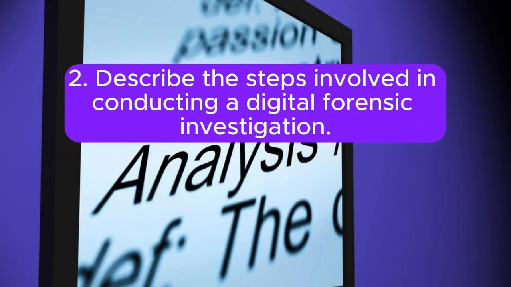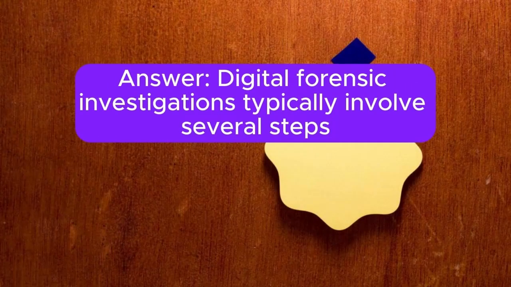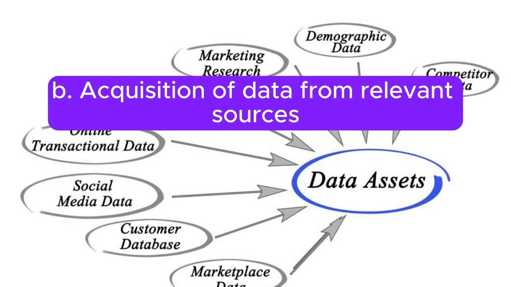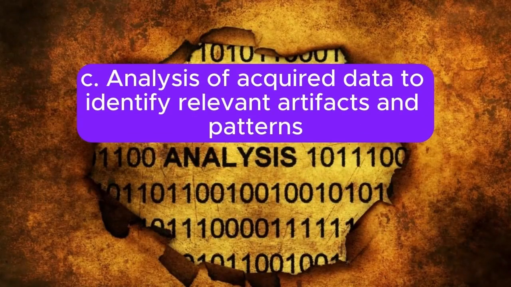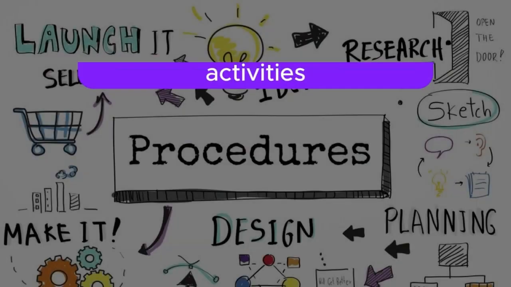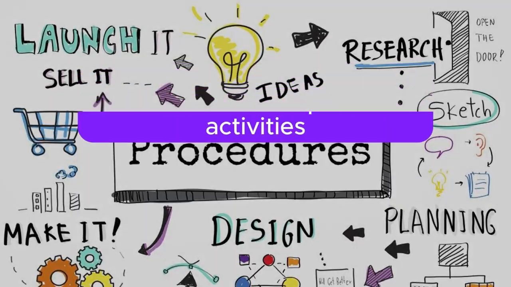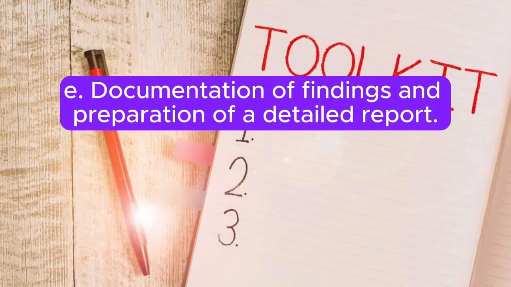2. Describe the steps involved in conducting a digital forensic investigation. Answer. Digital forensic investigations typically involve several steps. A. Identification and preservation of evidence. B. Acquisition of data from relevant sources. C. Analysis of acquired data to identify relevant artifacts and patterns. D. Reconstruction of events to understand the sequence of activities. E. Documentation of findings and preparation of a detailed report.